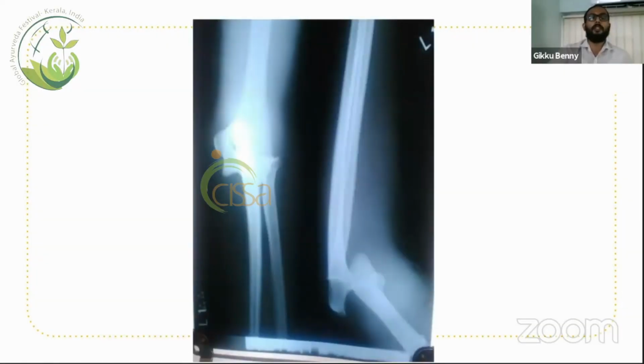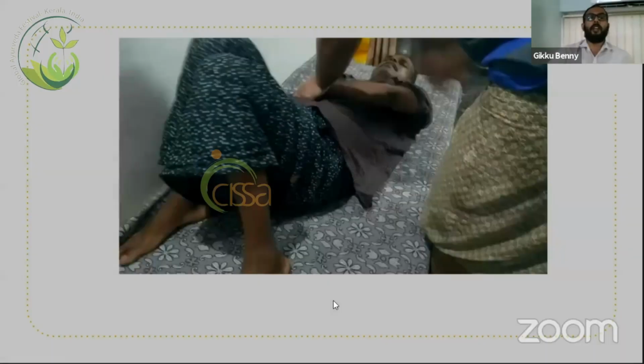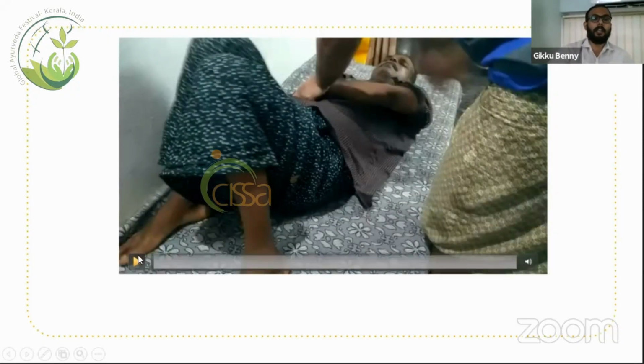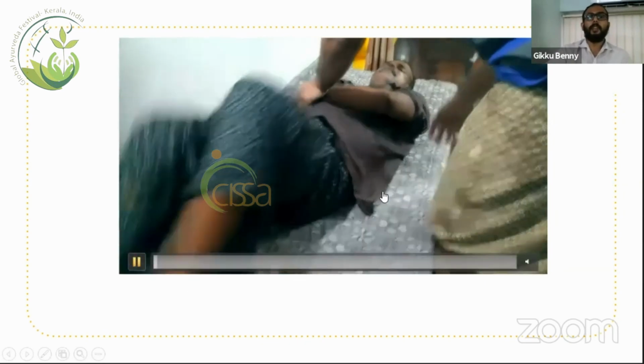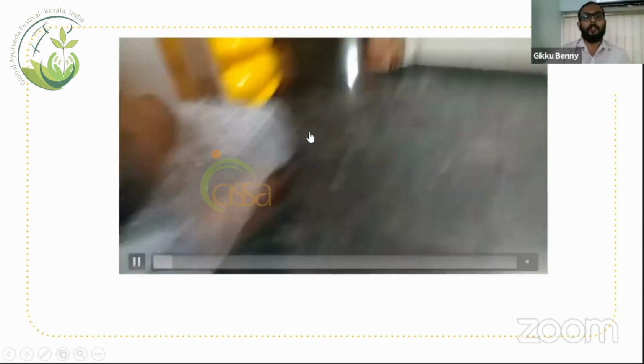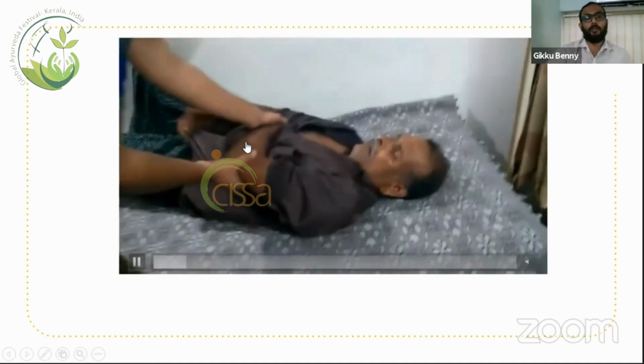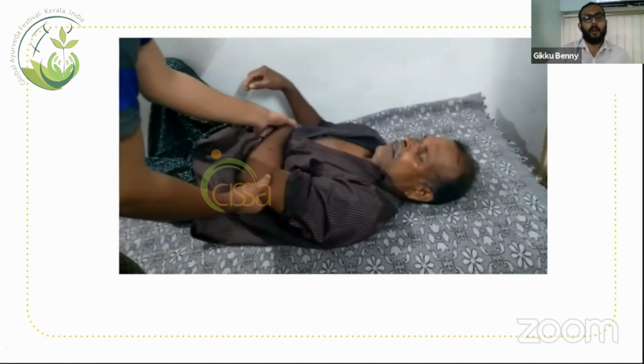Here I will show. This is the X-ray. The olecranon process of ulna along with the head of the radius is displaced. Here we can see the reduction method. Actually, Acharya Susruta explains extension and then flexion. In this particular patient, the history is a fall on an outstretched hand, and his age is around 50.